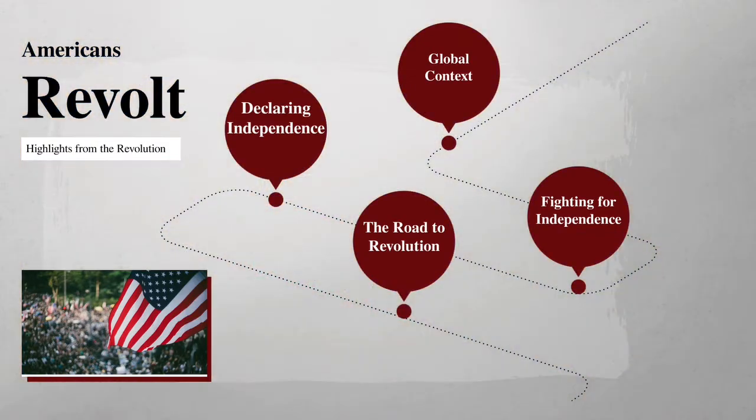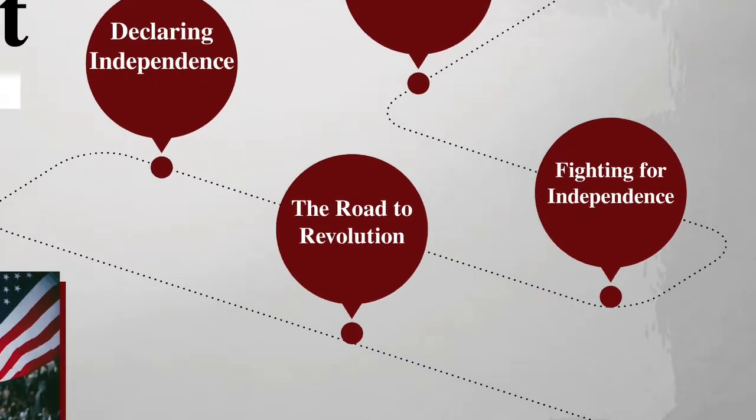So first of all, it's broken down into four sections. We have the road to revolution, then declaring independence, fighting for independence, and then finally just looking really quickly at who else was involved besides the British and the Americans. So we're going to start with the road to revolution.